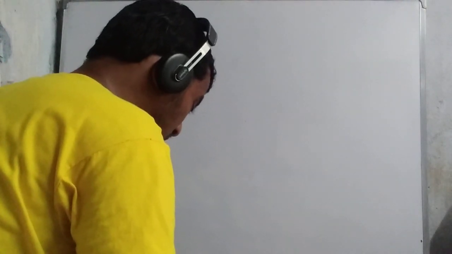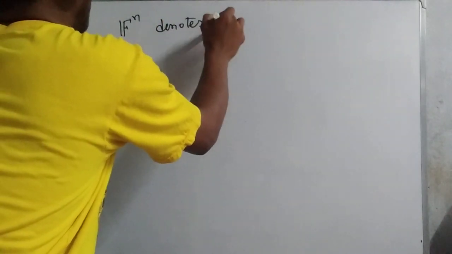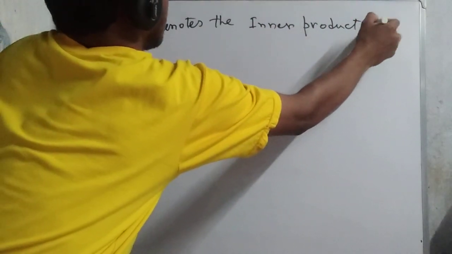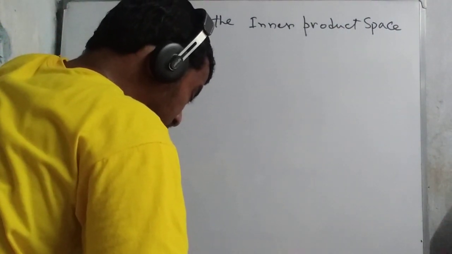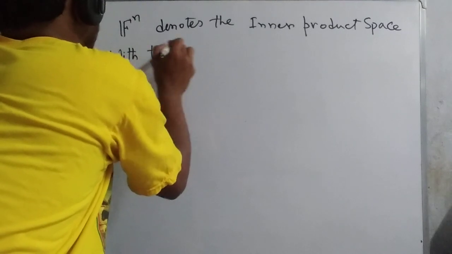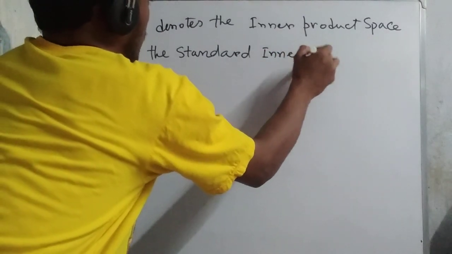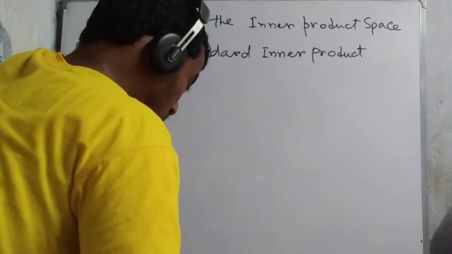That means Fn, we also discussed in the previous class. Fn denotes the inner product space, with the standard inner product.